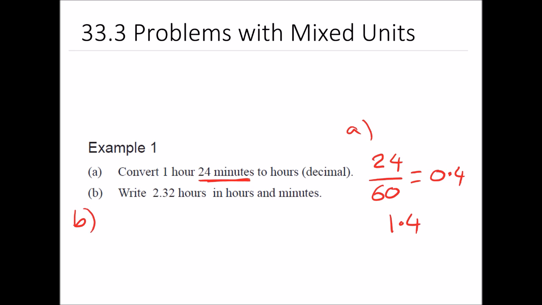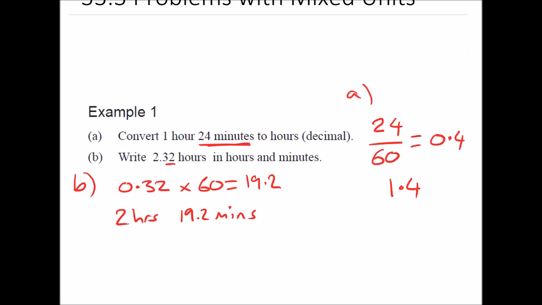Part B is the other way around. Again, it's not the 2 part of this that's the problem. We know there's 2 hours, but it's the 0.32 here. If we divide by 60 to get from minutes to a decimal, then if we start with the decimal and want to put it into minutes, we multiply by 60. So we take the 0.32 and multiply by 60, and that gives us 19.2. So we've got 2 hours and 19.2 minutes.